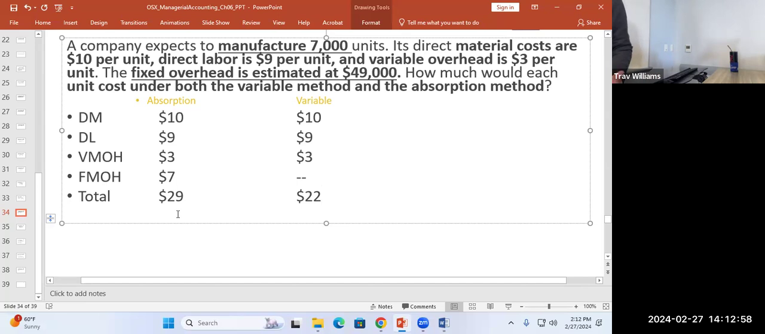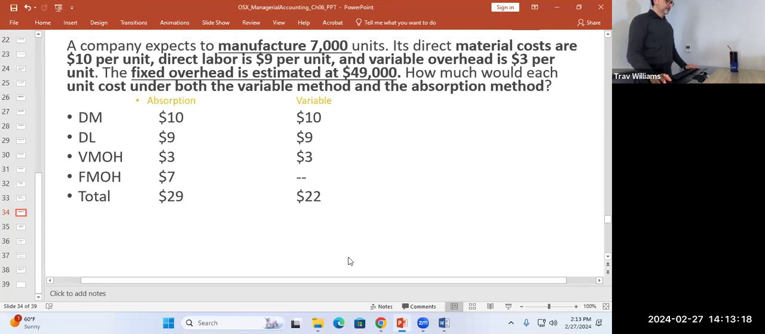Pretty simple, right? It's just a difference of, do we include the fixed manufacturing overhead per unit or not? It's only when we start to look at it total for a period and then compare it with other periods, or compare it between variable and absorption, that's where it gets a little tricky. But on a per unit basis, it's really not too complicated. Any questions on the slide? Okay.